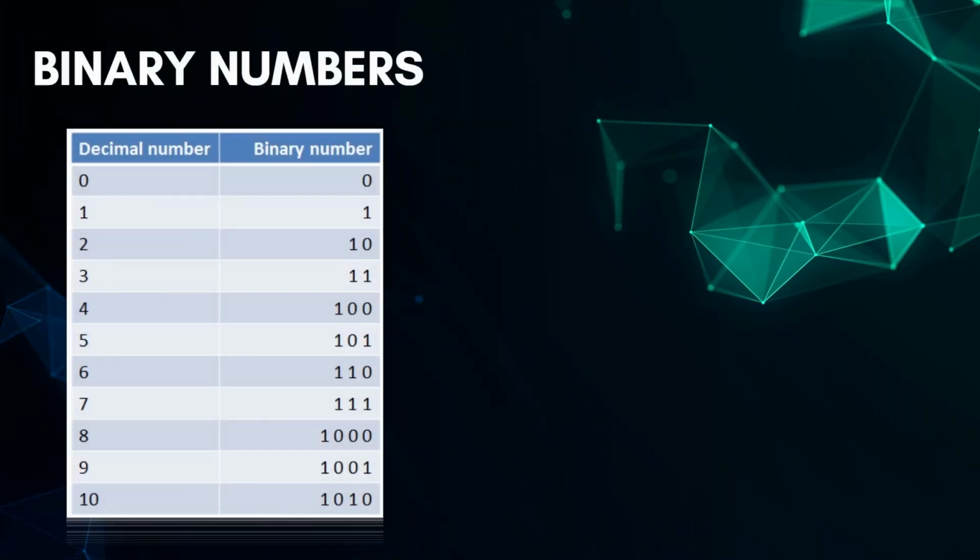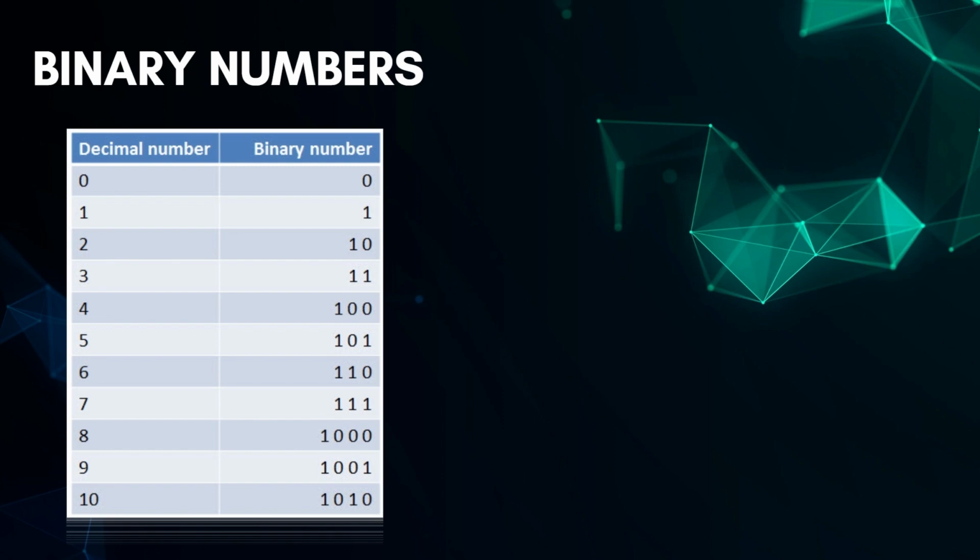Suppose we write 0, it is represented as 0, 1 is represented as 1, 2 as 1 0, 3 as 1 1, 4 as 1 0 0. I will be teaching you all about that. No need to worry about it right now. You will be learning about all of those. So these are binary numbers.